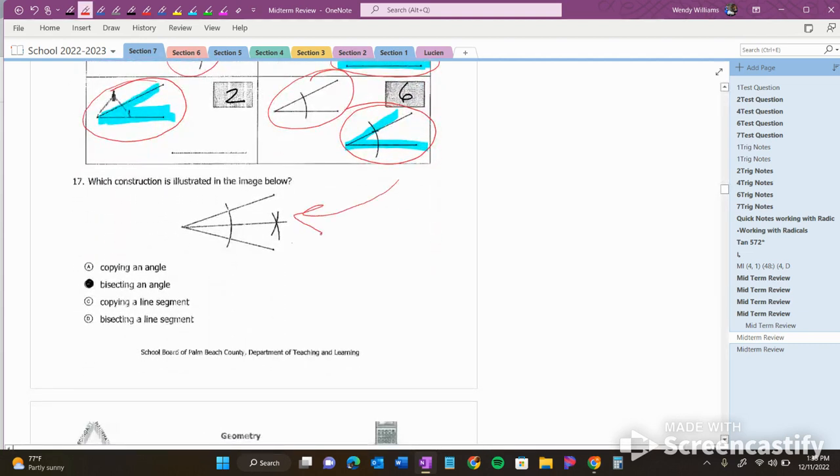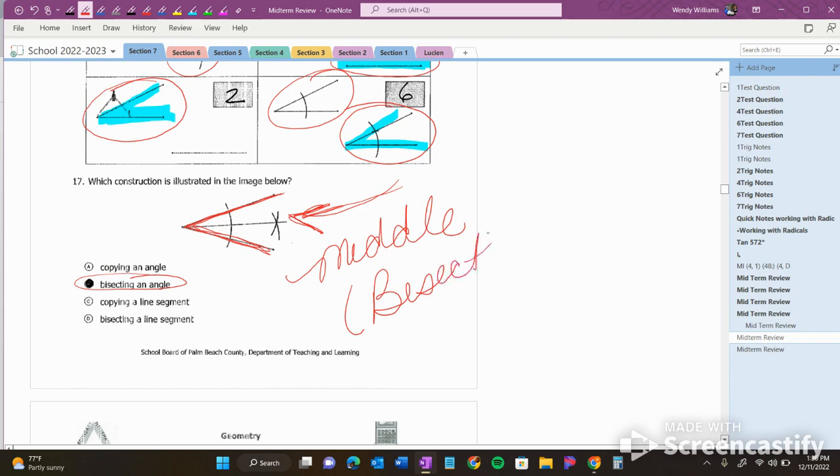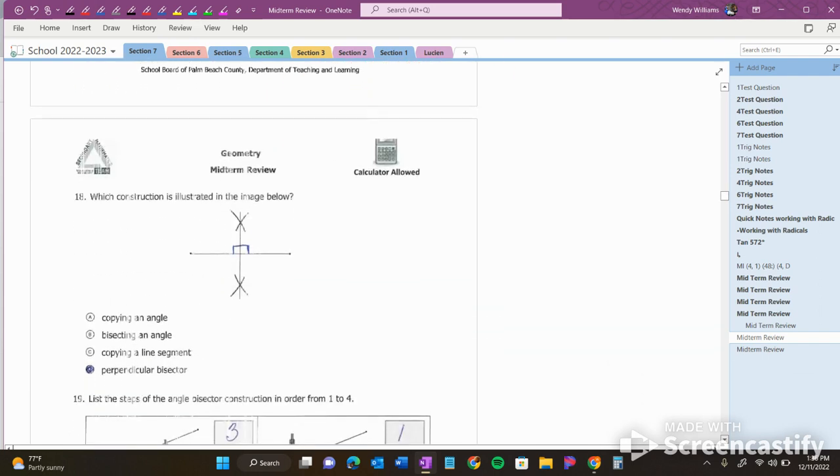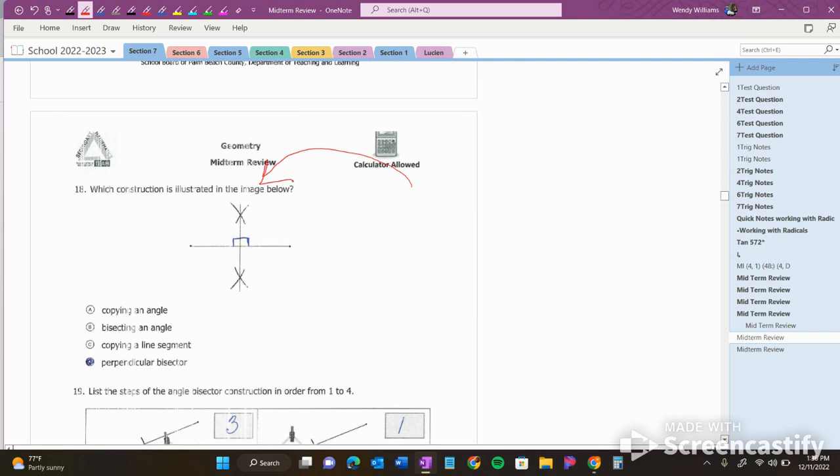This is in the middle of the angle. It is not copying an angle, it is bisecting an angle. If we have something in the middle and it's an angle, then it has to be an angle bisector because we're in the middle of the angle. Okay, again, we are in the middle, but we're not in the middle of an angle, we're in the middle of a line. It's got to be a perpendicular bisector, which will eventually give us the right angles.